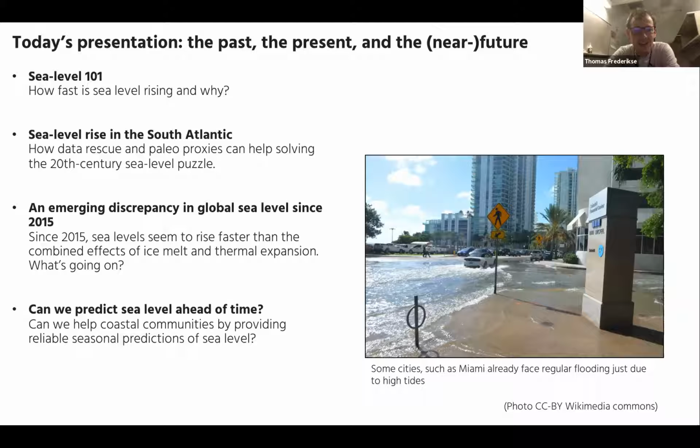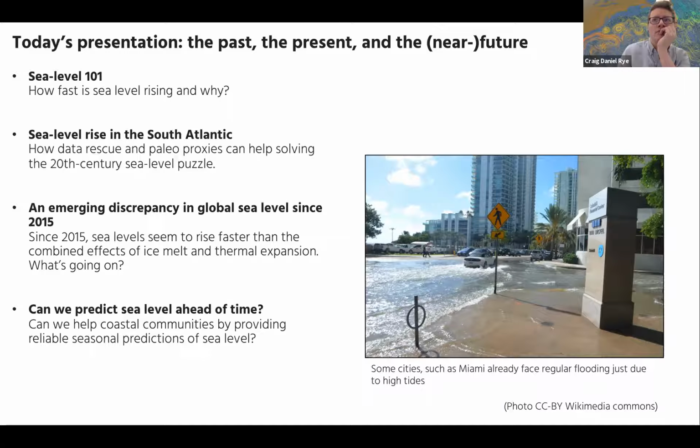Then we jump to the present, where we're seeing a little mismatch that appears in observed sea level versus what we expect from melting ice and thermal expansion. And finally, we're going to look into the future, and not with long-term projections, but see whether we can make sea level predictions on seasonal timescales, whether we can predict sea level a few months ahead of time.